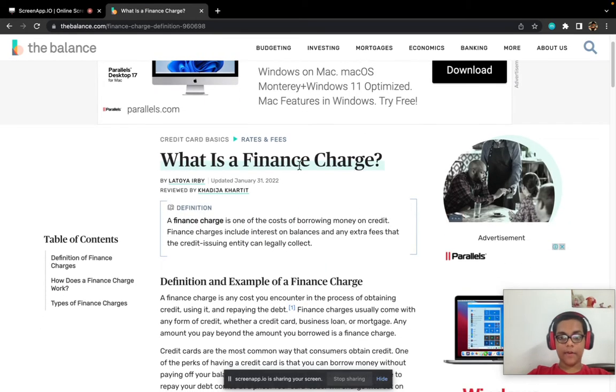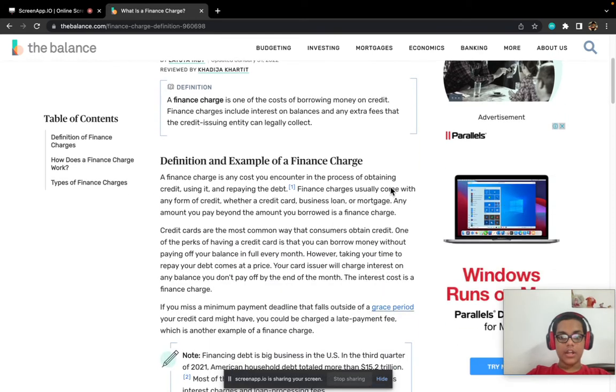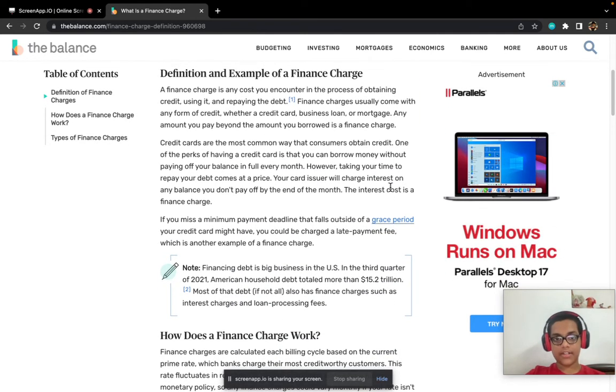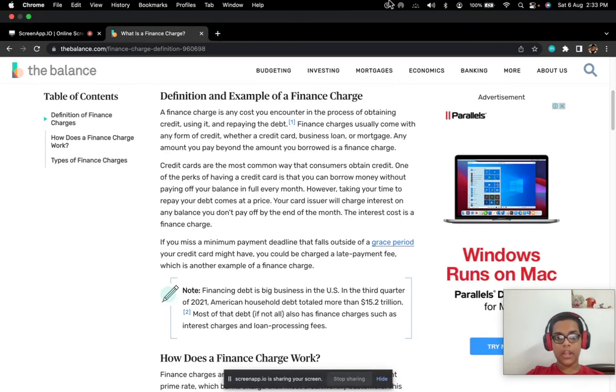What is a finance charge? A finance charge is any cost you encounter in the process of obtaining credit, using it, and repaying the debt. Finance charges come with any form of credit, whether a credit card, business loan, or mortgage. Any amount you pay beyond the amount you borrowed is a finance charge.